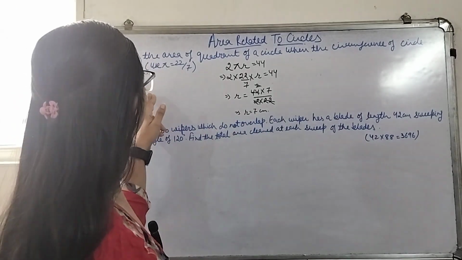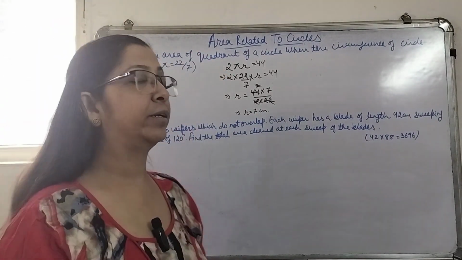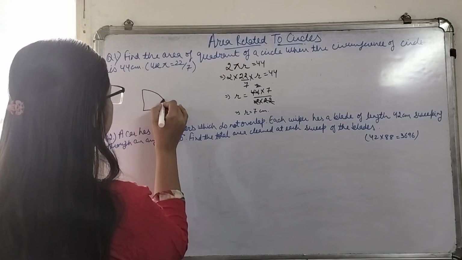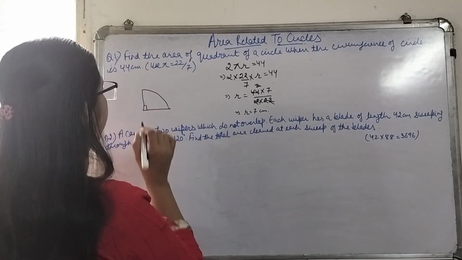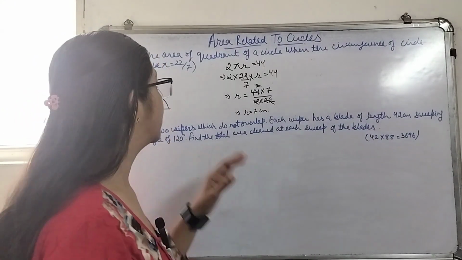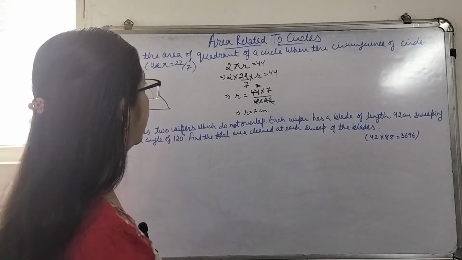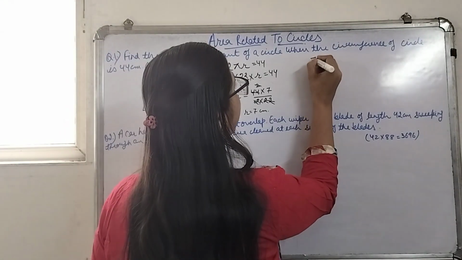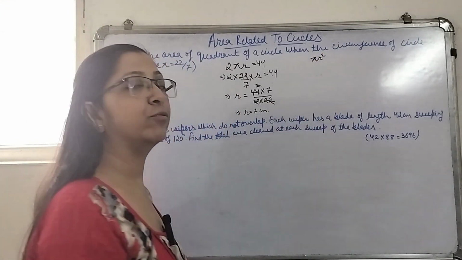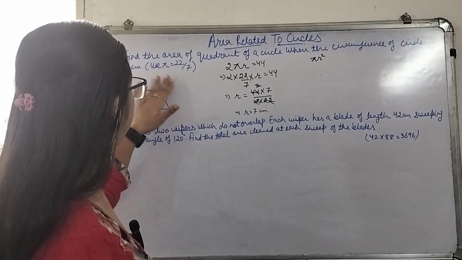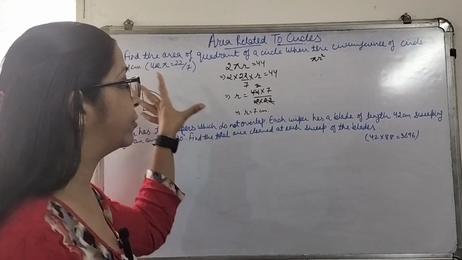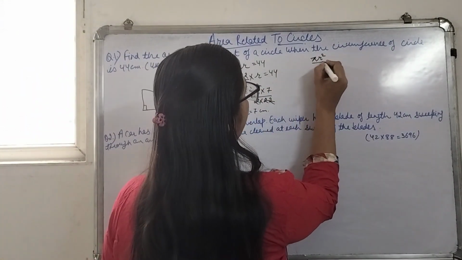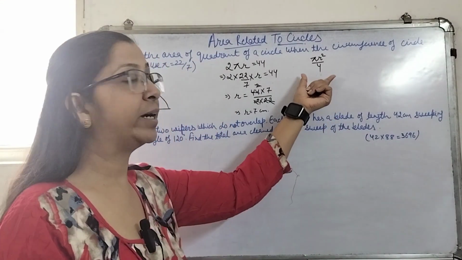Now what is required? Required is the area of the quadrant. Quadrant means 1/4 of the circle. This is the quadrant where the angle is 90 degrees. We know that the area of the whole circle is given by pi r square, but we want the area of the quadrant only, that is 1/4 of the area of the circle. So required is pi r square by 4. This is the required area.